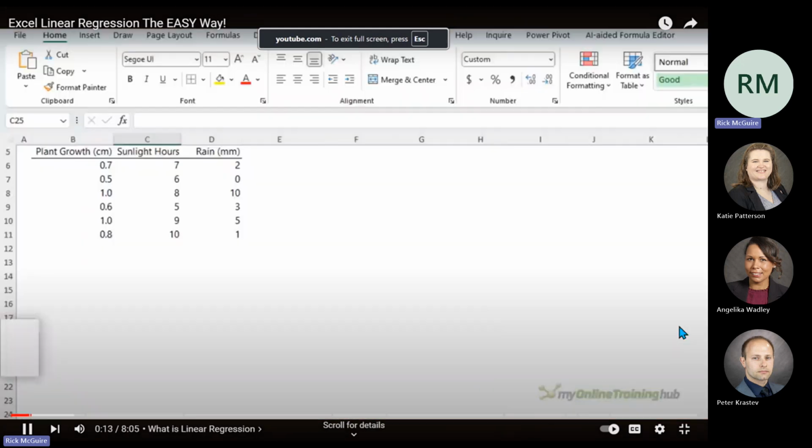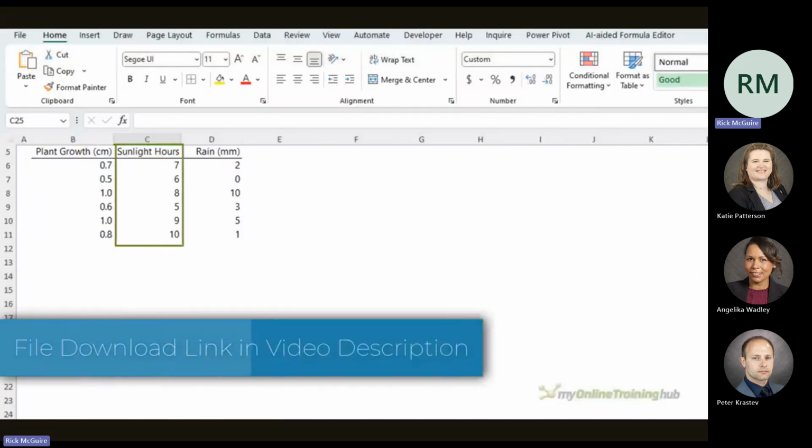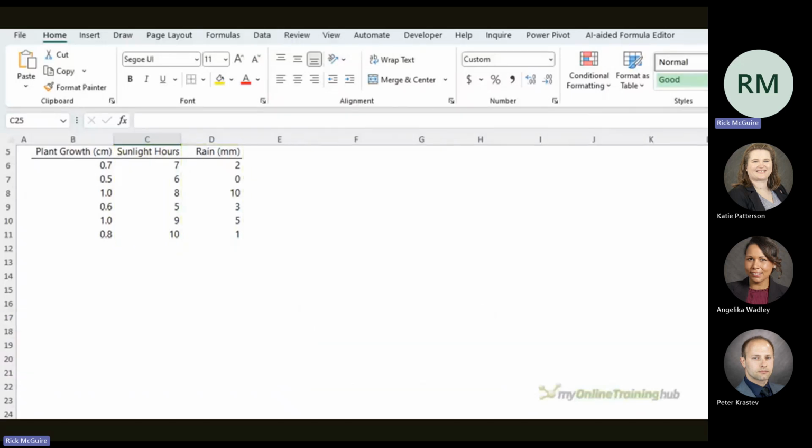Let's start with an example. Here I have some data on plant growth, how many hours sunlight it gets per day, and how much rain in millimeters. One way I can understand how sunlight and rain contribute to growth is to use linear regression to model the relationship between the dependent variable, in this case the plant growth, and one or more independent variables. Here we have sunlight hours and rain.